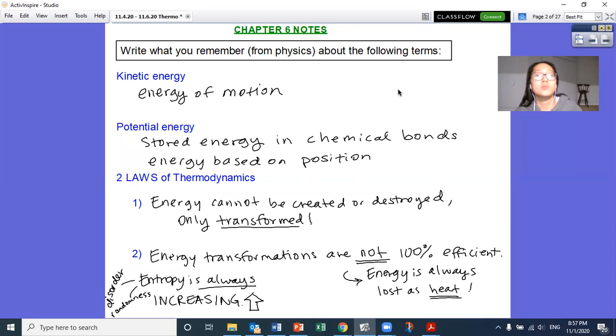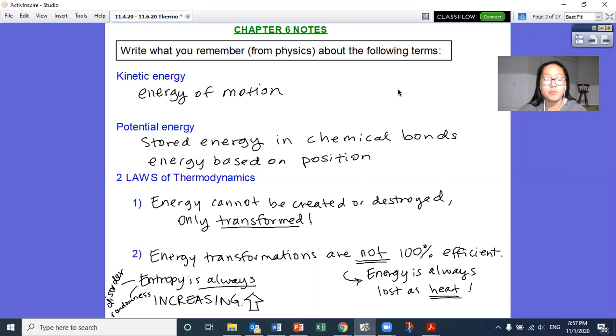The first one is going to be kinetic energy. And if you've ever taken chemistry, then you already know that kinetic energy is simply the energy of motion. So when things are moving, they have energy in their movement. And that's what we describe as kinetic energy. So when molecules are moving, they have kinetic energy. When compounds are moving, they have kinetic energy. When you are moving, you have kinetic energy.